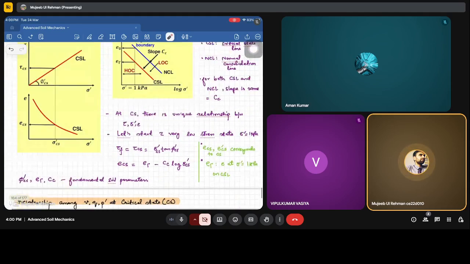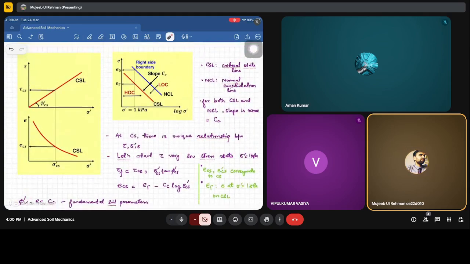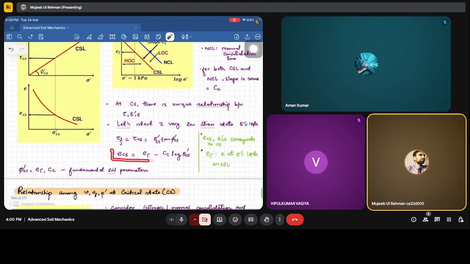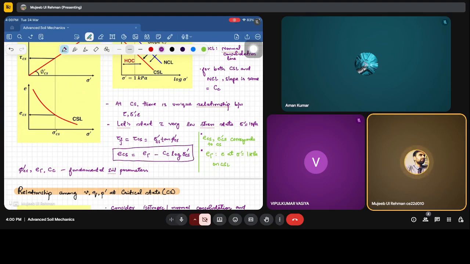Now apart from this, here we consider the void ratio, correct? Similarly, we consider the volumetric strain in terms of void ratio. Now there is another way of doing it: we can consider the volumetric strain in terms of specific volume. This is one relation that we can have between e, e_CS, e_gamma and sigma_cs, in which we have considered the volumetric strain in terms of the void ratio, and this is the relationship between the stress parameters. Fine.